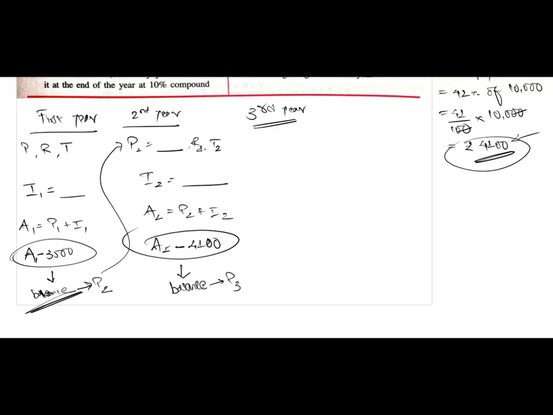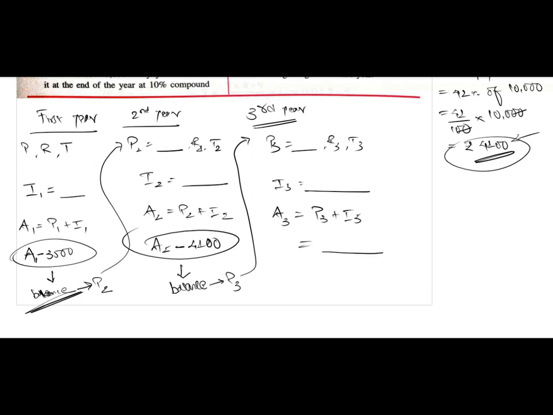So third year, what will be the principal? P3. And what is P3? The balance from the second year after doing the repayment. So we know P3, we know R3, we know T3. We can find I3. Find I3 and then find A3. What will be A3? A3 will be P3 plus I3.